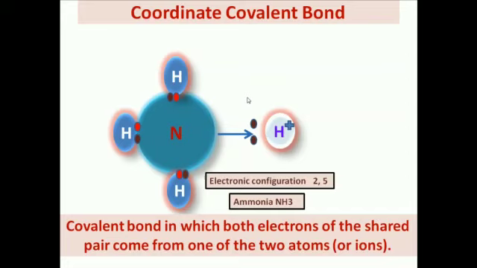So these are the 3 main types of bonds. One is the ionic bond, which is formed by the complete transfer of electrons. Second is the covalent bond, which is formed by the sharing of electrons. And third is the coordinate covalent bond, which is also formed by the sharing of electrons, but both electrons belong to one atom.